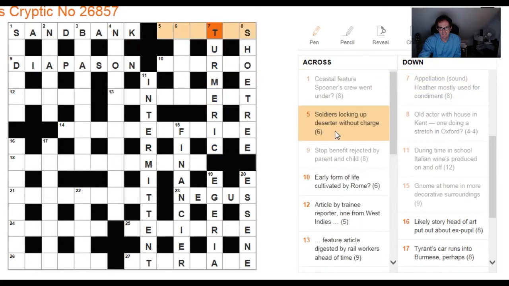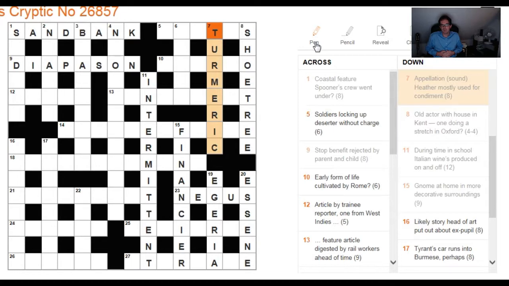So 7 down. I've listed this one just because I wanted to refer to the heather that's mentioned in the clue. Whenever you see heather in a crossword clue, you can be almost certain it's either going to be referring to Erica, which is a type of heather, or Ling. It's more common to see Ling, L-I-N-G, because it's so useful for wordplay for setters.